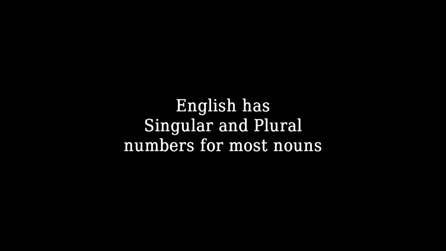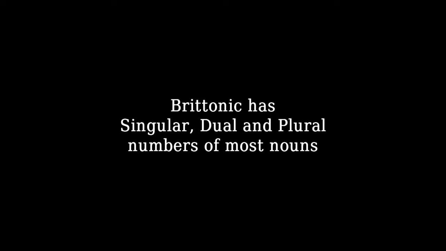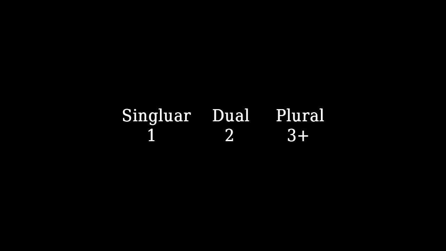In English, we have singular and plural forms of the noun. In Brittonic, we have an extra number, and that is the dual. So we have a singular, a dual, and a plural form of the noun. And as you can guess, the dual means there's two of that noun. So singular there's one, the dual there's two, and the plural is any more than two.